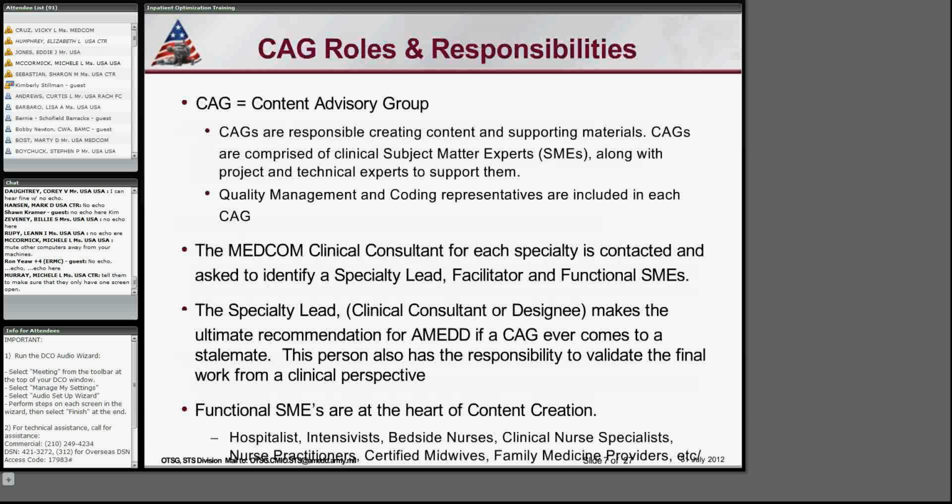Okay, so now I'll go ahead and explain what a CAG is and get into some more detail about what is happening with the standardization work. CAG stands for Content Advisory Group. Essentially, a CAG is made up of subject matter experts from hopefully all of your facilities. So, for example, I lead the Med-Surg CAG.